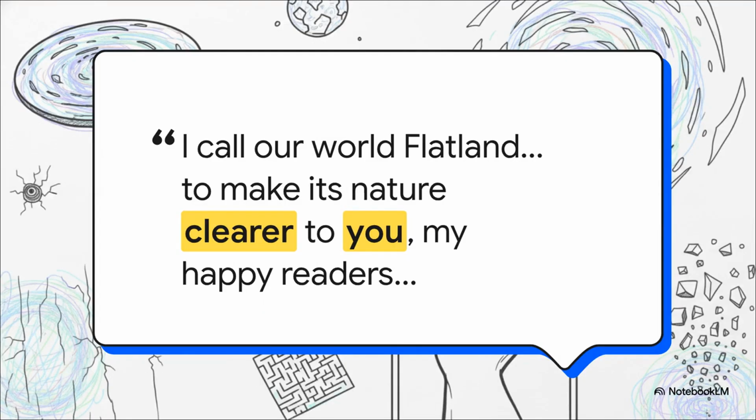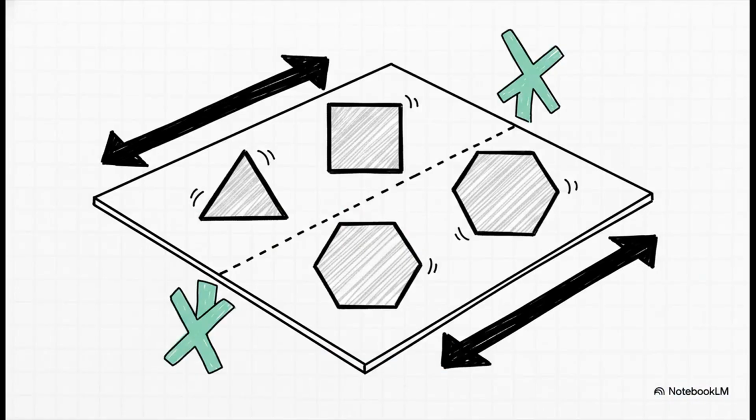Our guide for this whole thing is a character named simply A Square. He's a respectable middle-class professional, and he's going to take us on a journey that completely shatters his, and maybe our, understanding of reality. So picture this. A Square's whole world is, well, it's flat. Like, perfectly flat. Think of a giant sheet of paper that goes on forever. And everyone living there, they're shapes. You've got lines, triangles, squares, the whole geometric gang.